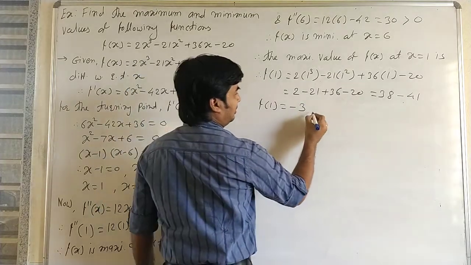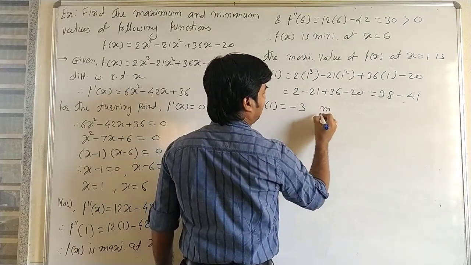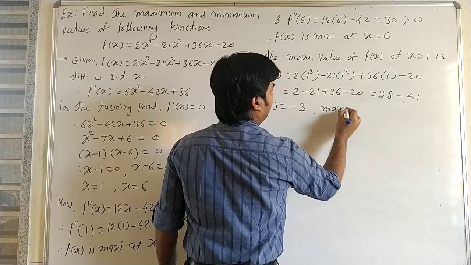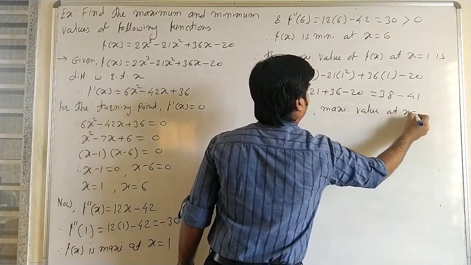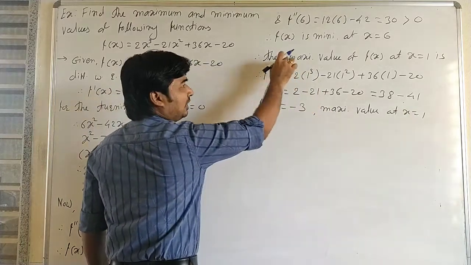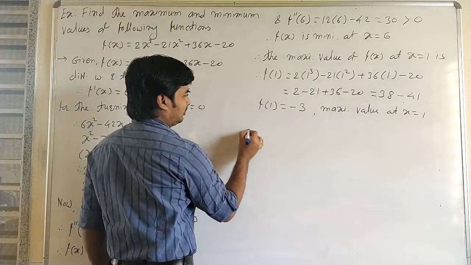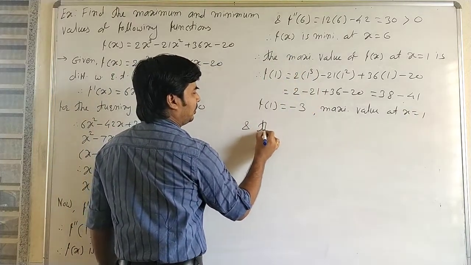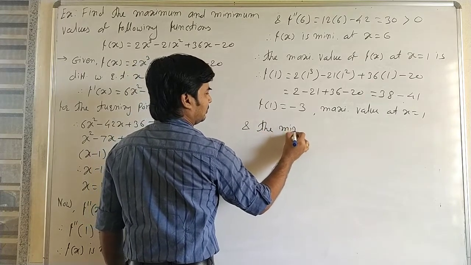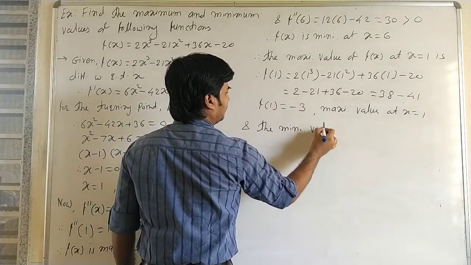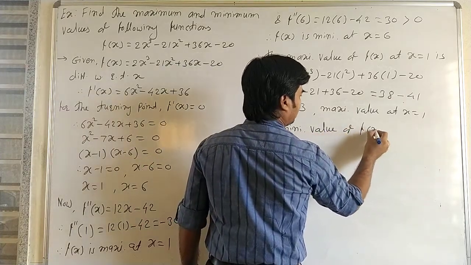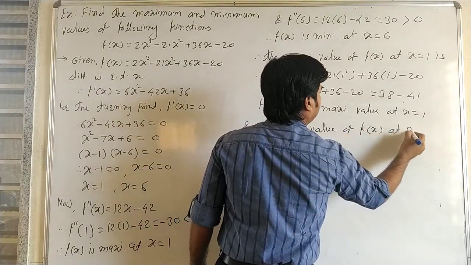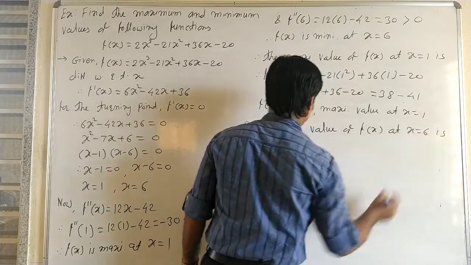Okay, here maximum value at x is equal to 1. Okay, repeat लिहायची गरज नाही, आपण हे इथे लिहिलेलंच आहे. Okay, and the minimum value of f of x at x is equal to 6 is the minimum value.